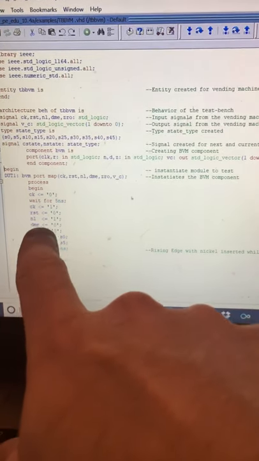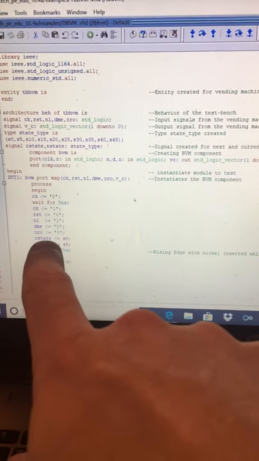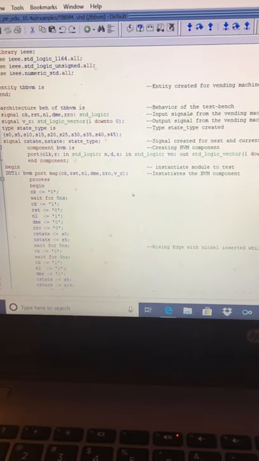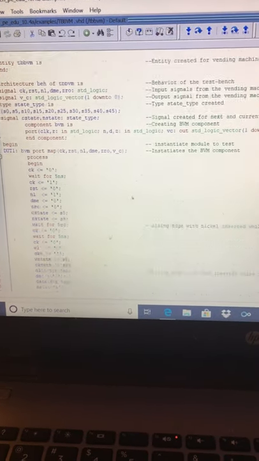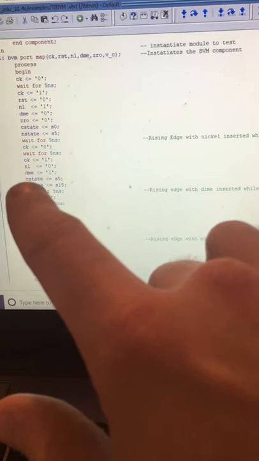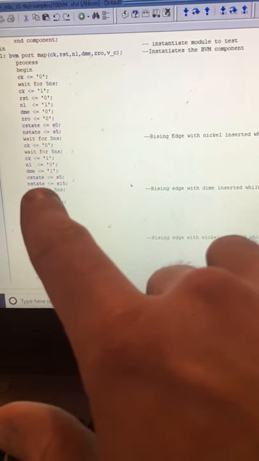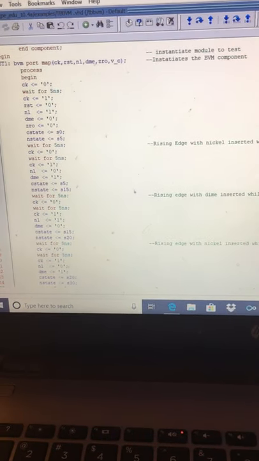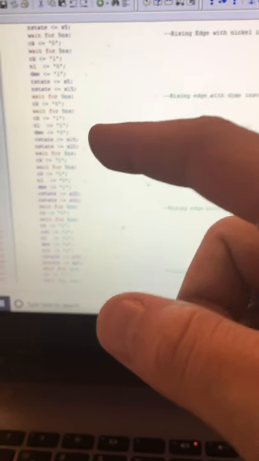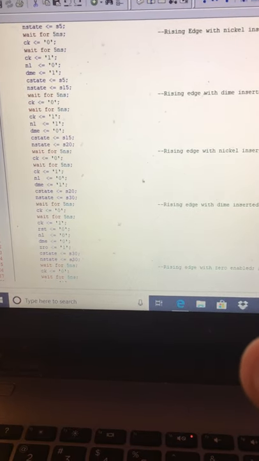And at the first rising edge, I have a nickel being inserted. The current state is state 0, and the next state will be state 5. And then at the next rising edge, I have a dime being inserted. And so the current state is state 5, and the next state is state 15. And at the next rising edge, I have a nickel being inserted. So the current state is state 15, and the next state is state 20.